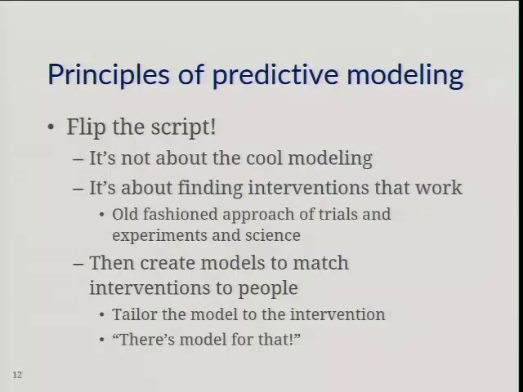That means clinicians sometimes don't always know if they work, but that's part of being at an academic health center. We're trying to really decide what things are working and how well they work. If we can find something that works, and we might be doing that through all the trials and experiments that we usually do in science, then once we do that, we can go find a model that matches the interventions to the people, right? And so I always say, tailor the model to the intervention.